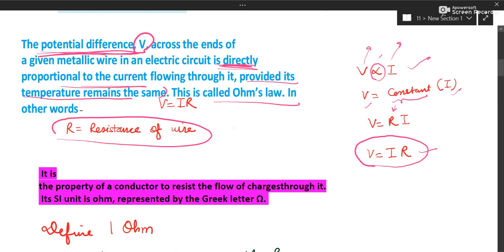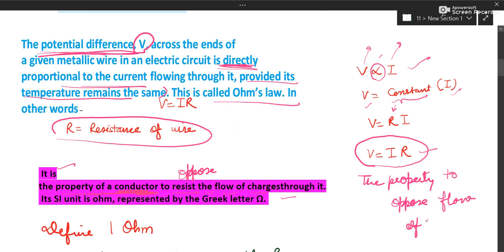Now what is resistance? That is opposition to the flow of current. You can see it is the property of the conductor, of the wire, to resist, to oppose the flow of charges, or you can say the flow of current through it. The property to oppose flow of current through a material. Current or charges, you can write both.